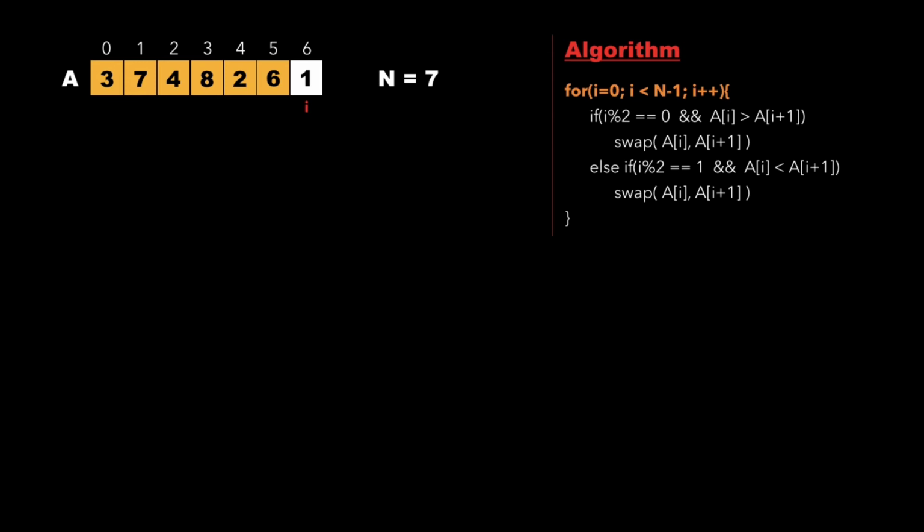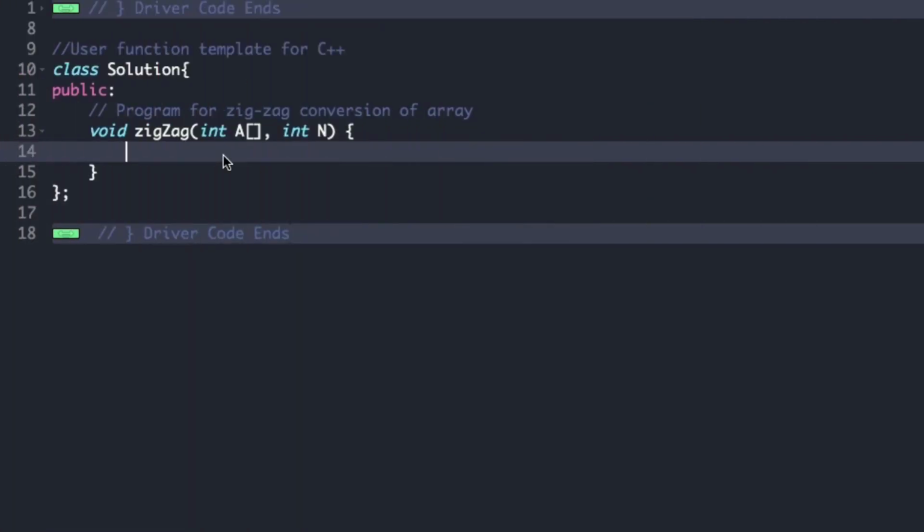Now we check whether i is less than n - 1, but in this case i points to the location n - 1. Therefore we exit the for loop and we have our output array as 3748261. So now let's begin with the actual code.